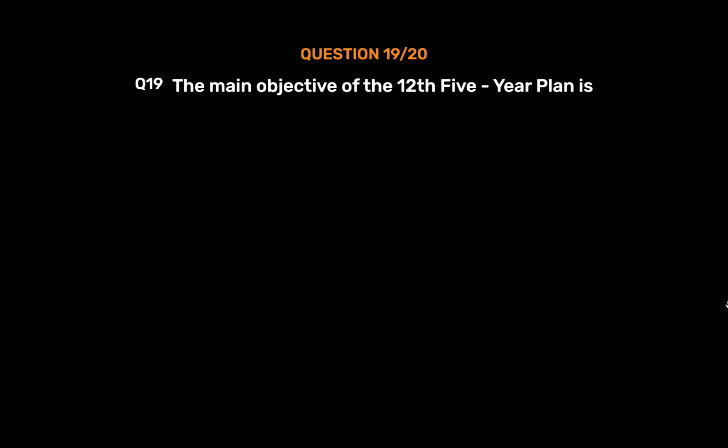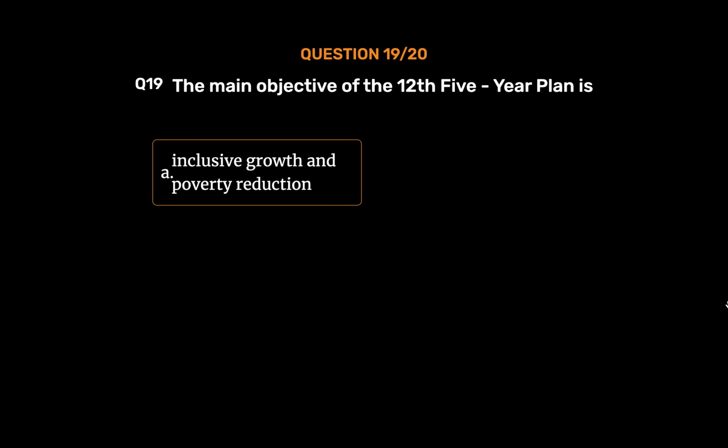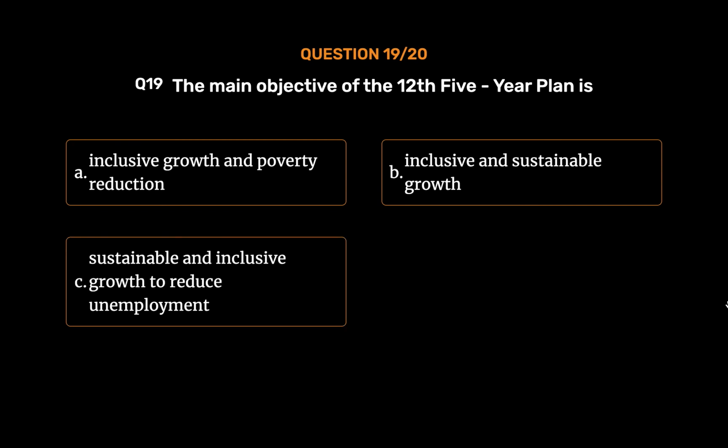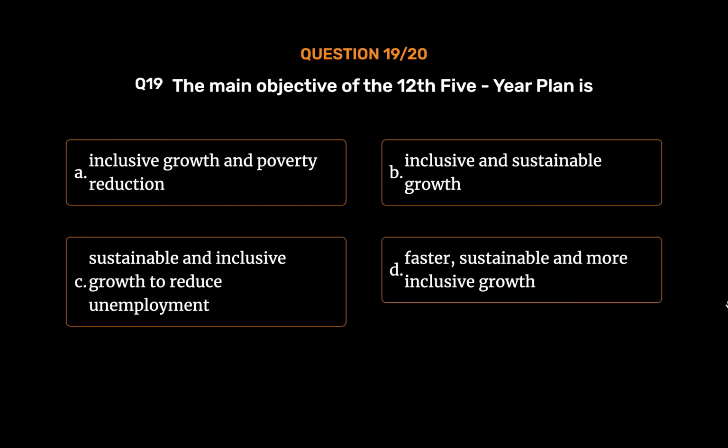Question number 19. The main objective of the 12th five-year plan is Option A. Inclusive growth and poverty reduction. Option B. Inclusive and sustainable growth. Option C. Sustainable and inclusive growth to reduce unemployment. Option D. Faster, sustainable and more inclusive growth. The correct answer is Option C.